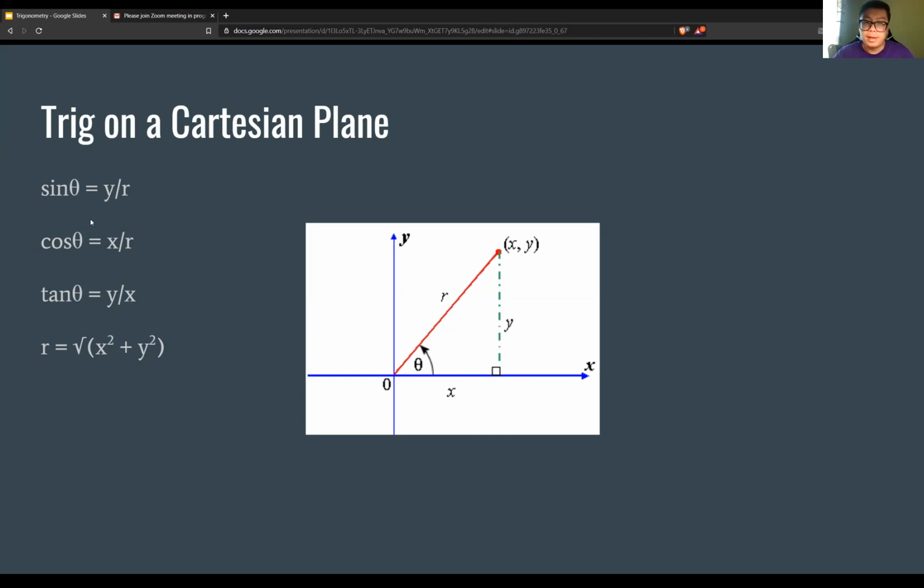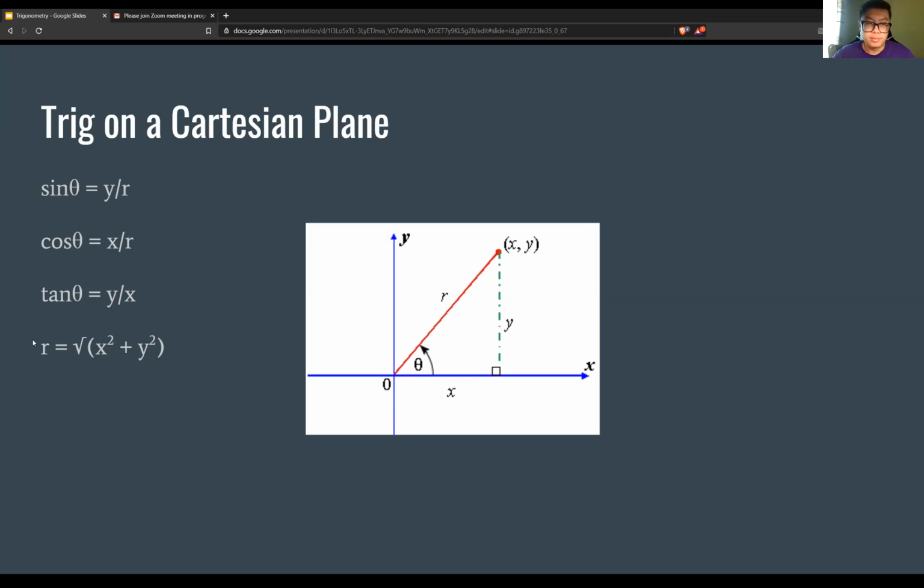So we have sine of theta. Sine is opposite divided by hypotenuse. So sine of theta would equal y, that's the opposite side, divided by r, this side right here, the hypotenuse. Cosine of theta is adjacent divided by hypotenuse, so x divided by r. Now tan of theta, that's opposite divided by adjacent, so opposite side is y, divided by the adjacent side, which is x.